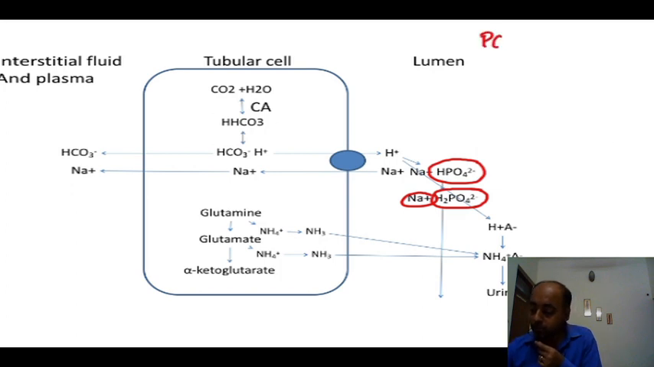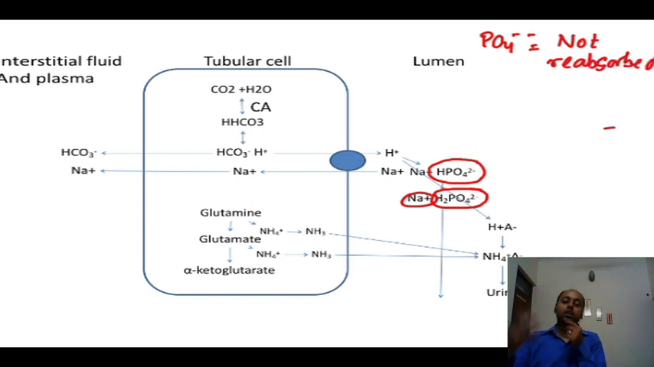Remember, the phosphates at the level of the kidney are not reabsorbed. Typically they will be lost, so they will take up the H plus and they will result in excretion of the H plus.